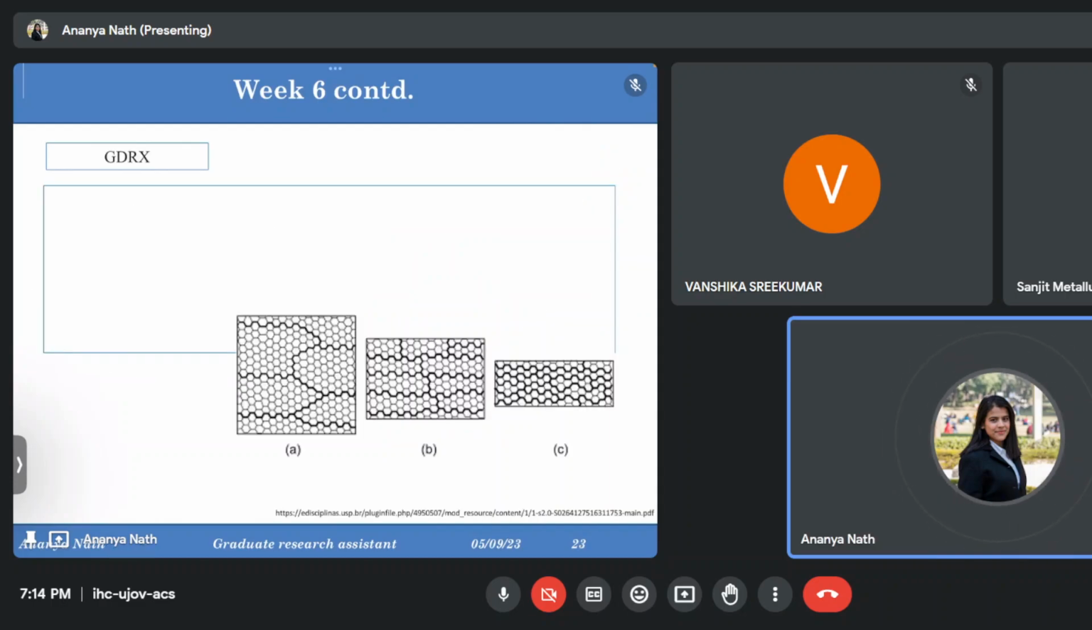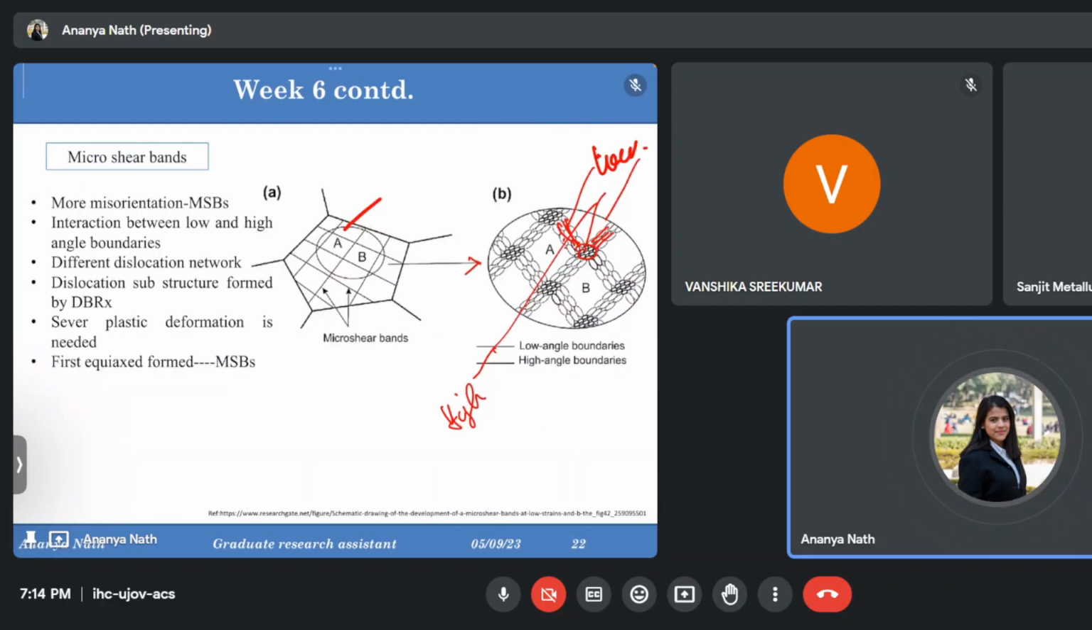So next is the GDRX. See, up to CDRX, I think it's okay. If you have any doubt, you can ask. Otherwise, we'll go to GDRX.